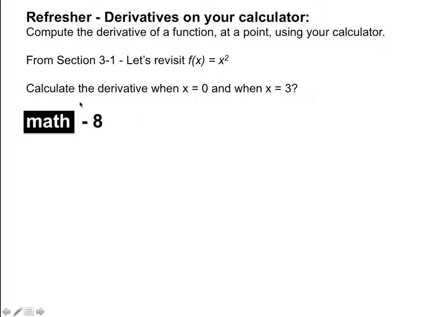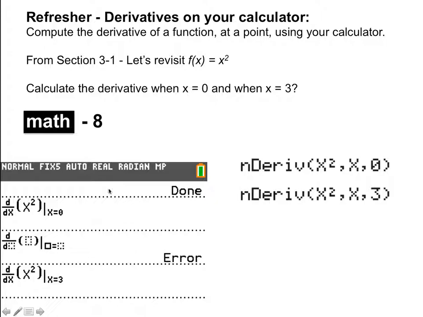So just a quick review. We have the function x squared. We want to calculate the derivative when x equals 0 and also when x equals 3. We're going to do that from our calculator screen, and we're going to use our Math 8 button. If we get to our calculator screen and type in Math 8, we get something that looks like this if you have a newer calculator, or something that looks like this with deriv if you have an older calculator.